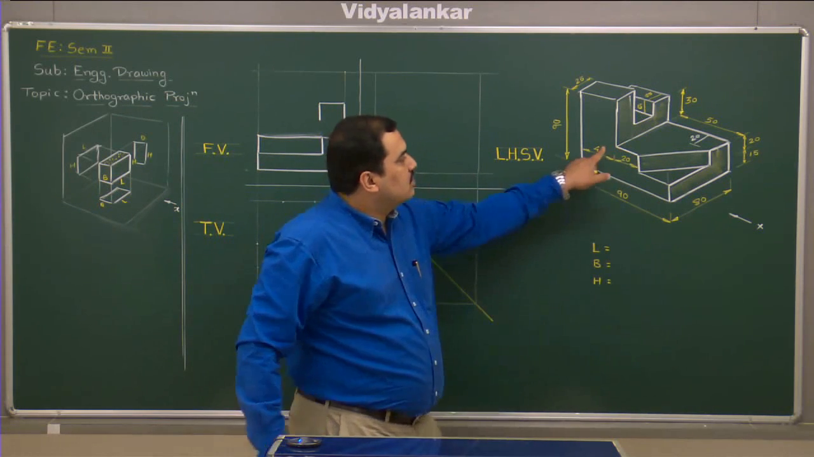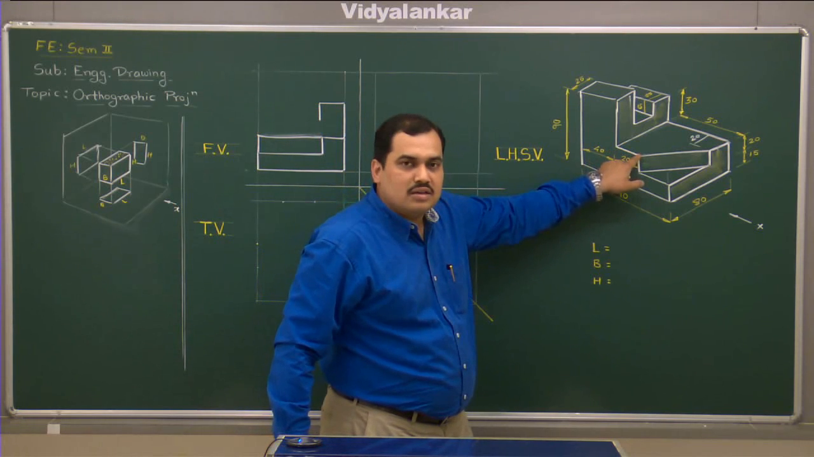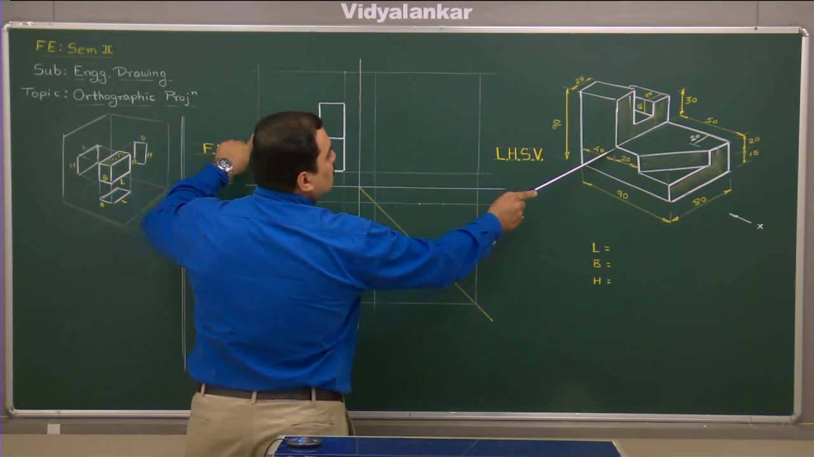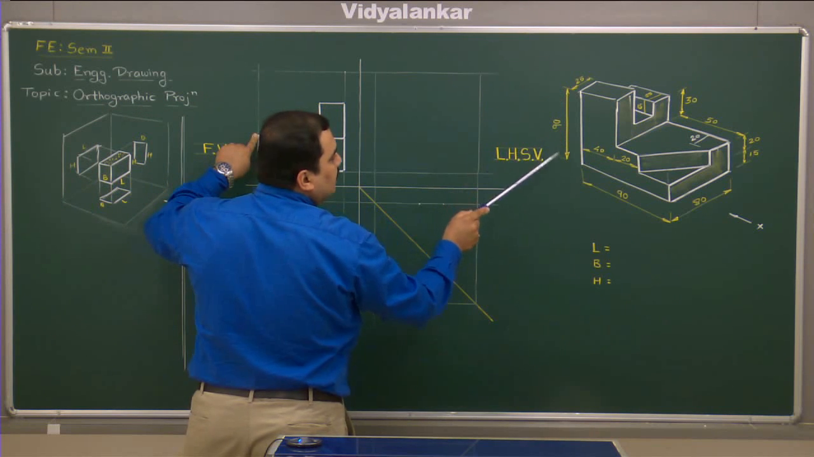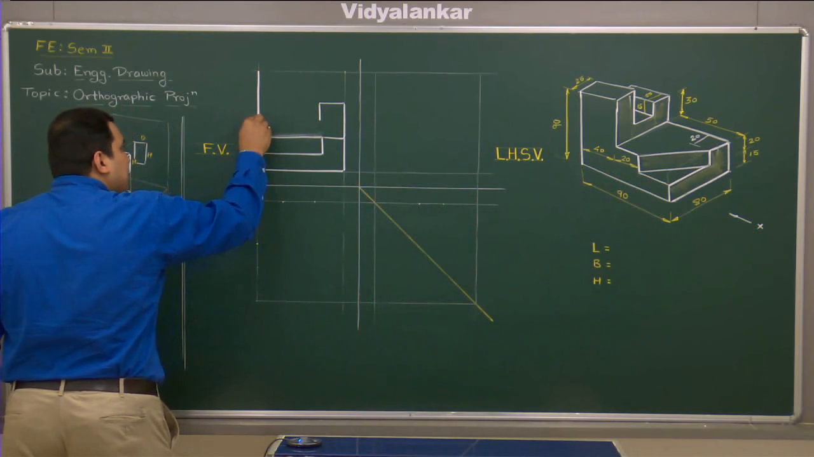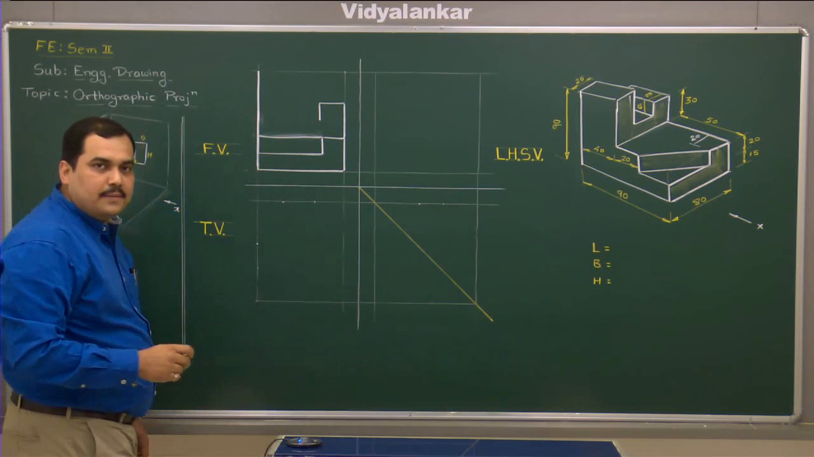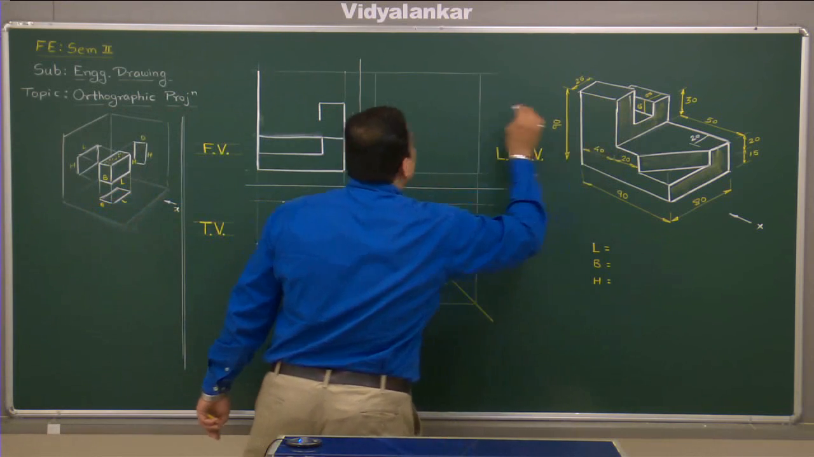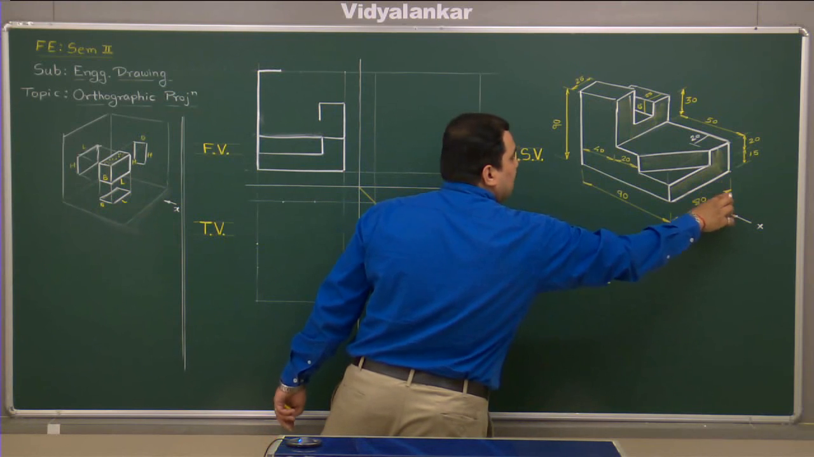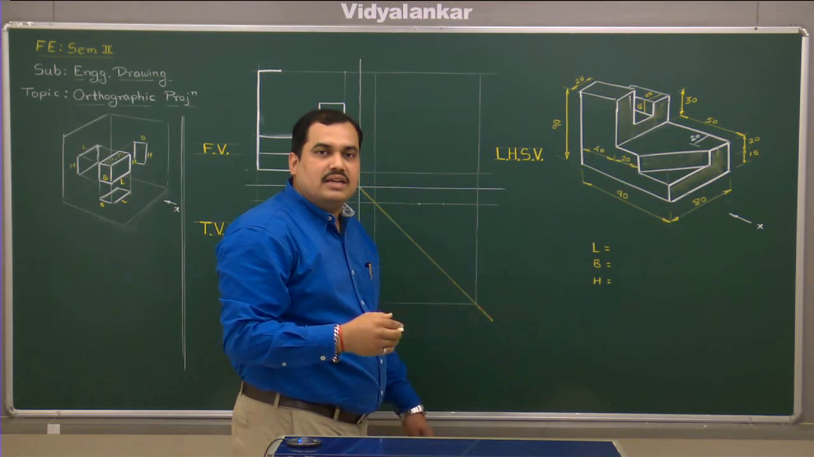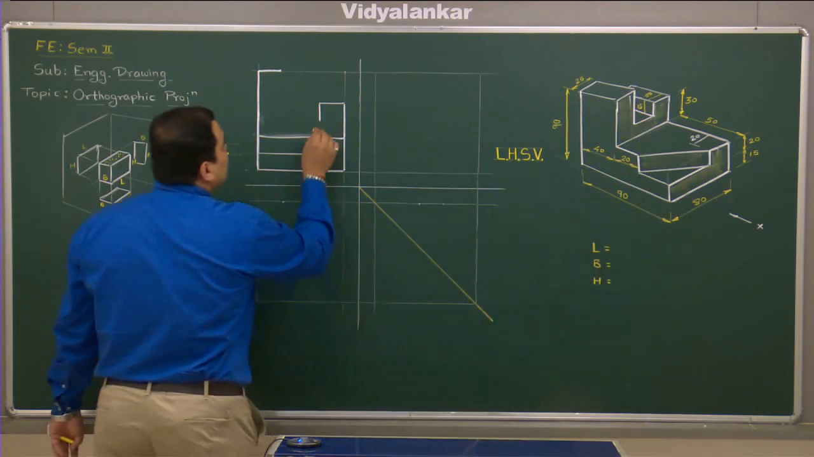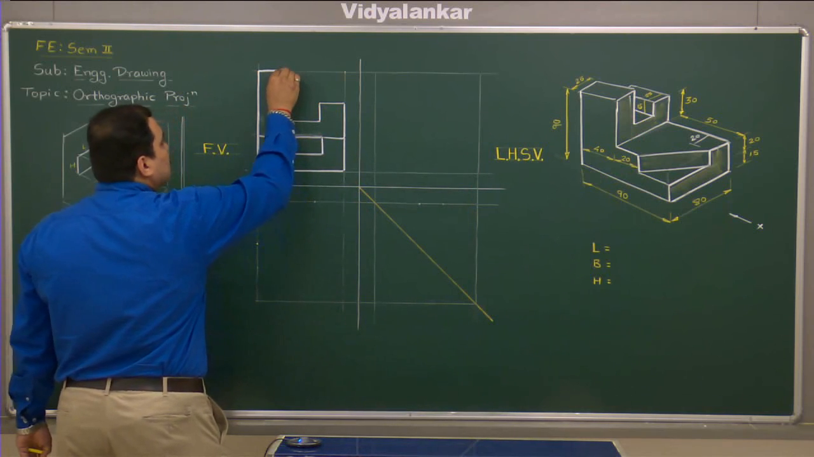Then we start from this point. This point will appear at this location, because they all appear coplanar. So from this point, this height is 90 minus 35. So we'll draw this line. Full length is 90. Then from this corner, 25 inside, 80 minus 25 minus 25, 80 minus 50 is 30. So from this point you will draw line of length 30 here and then join these points.